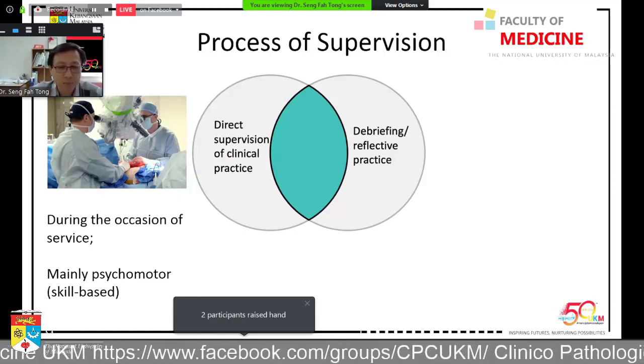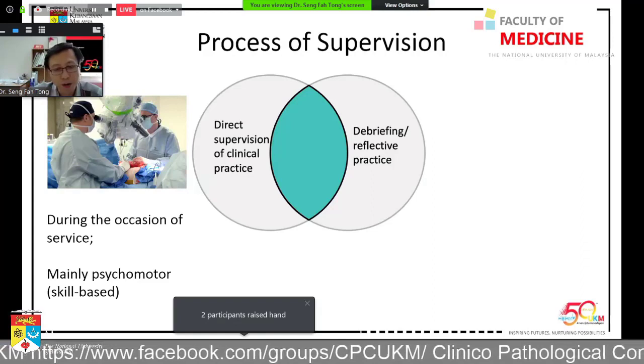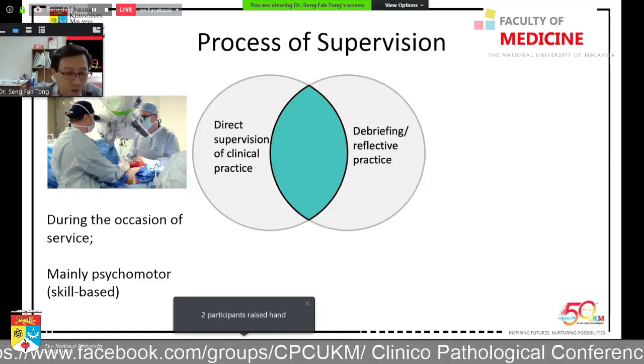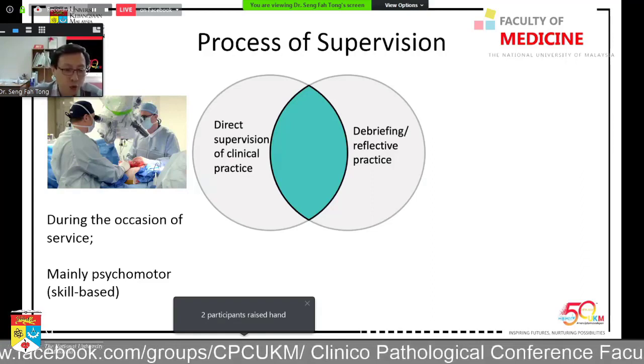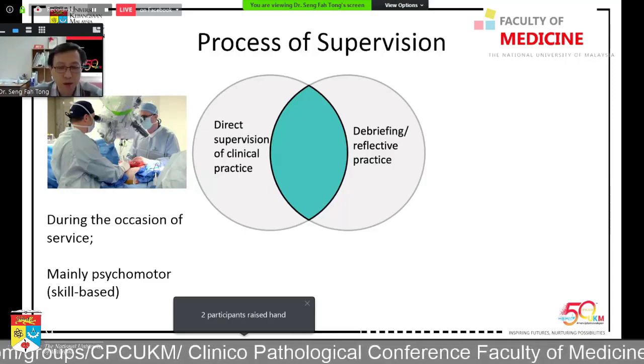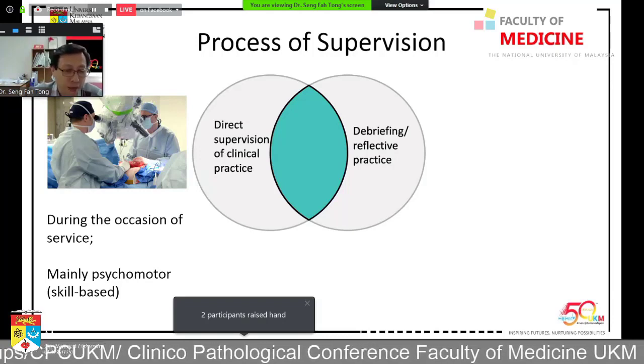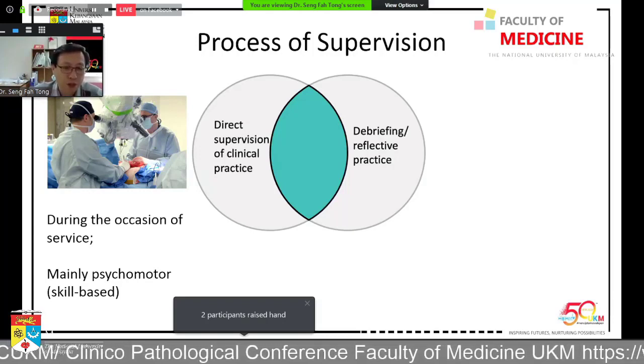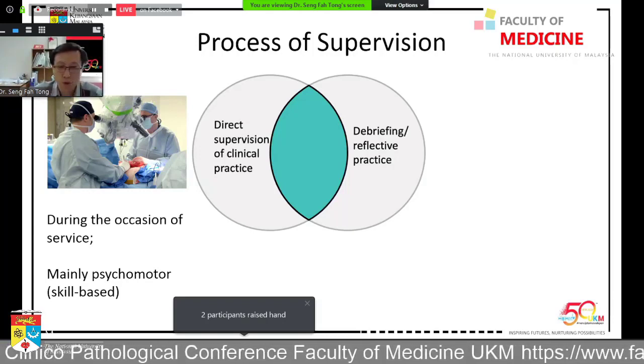But in our clinical practice as family physicians, of course, we will supervise in direct clinical consultation. So it mainly focuses on psychomotor skills. I'm not saying it doesn't involve affective as well as cognitive. Of course, it's all embedded. But the main thing about direct supervision in clinical practice is, of course, psychomotor skills.